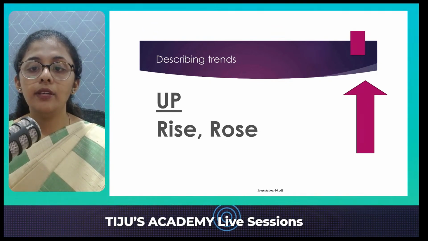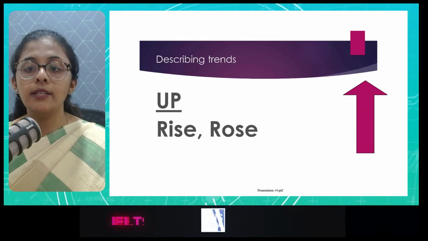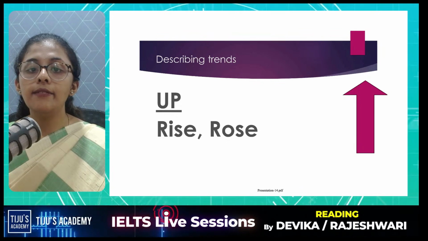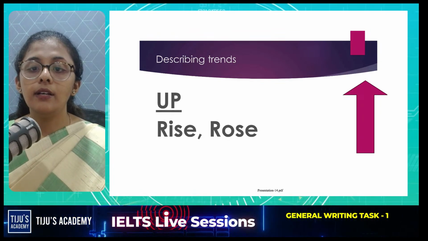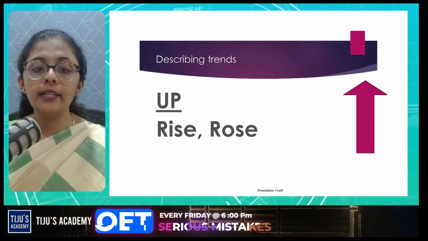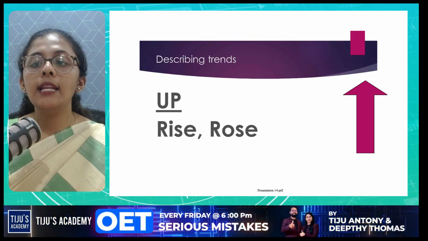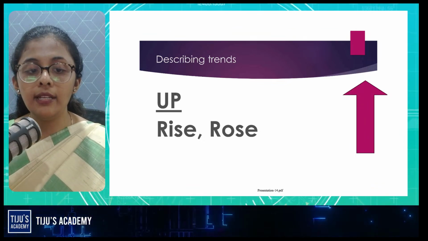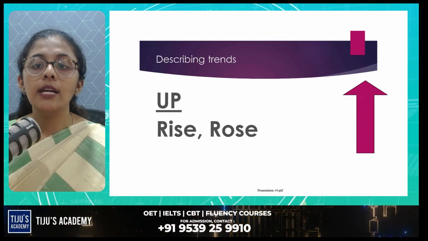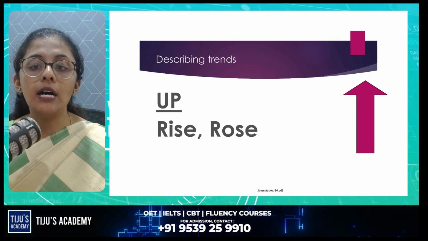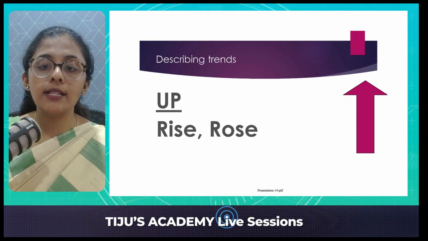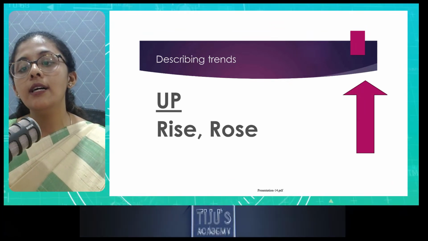Right? So you have already seen a question. If a graph comes, you know that there will be a rise as well as a decline. When it comes to something that is increasing, you can write the introductory verbs up, rise, rose. Do you know any describing trends for ups? Can you please comment?